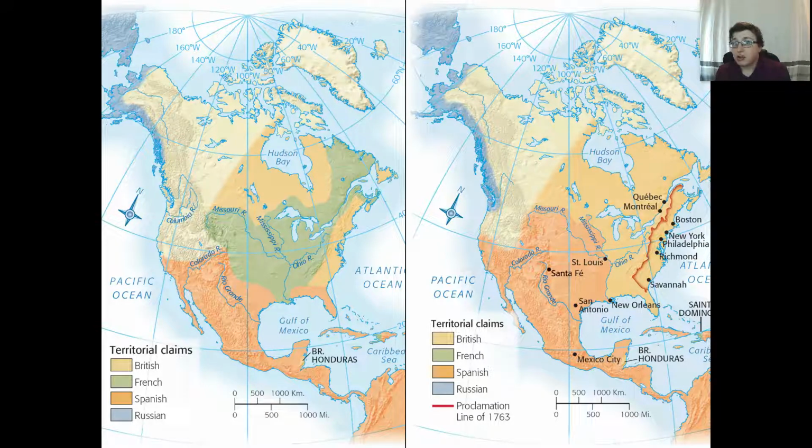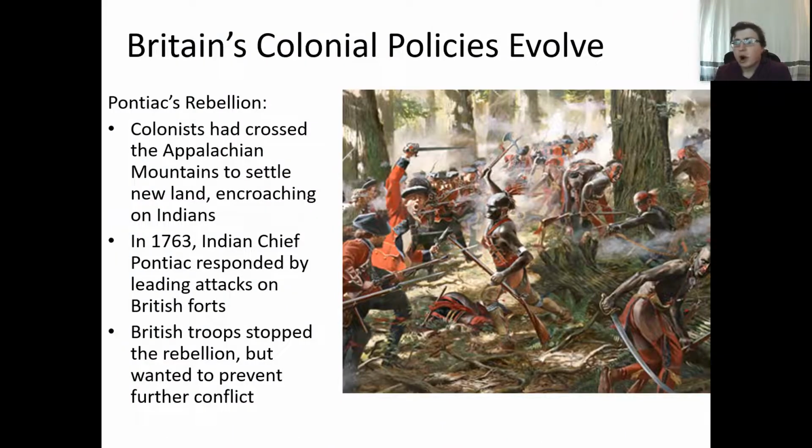That shows that it's controlled by Britain. That is not yet the case. There are going to be certain conflicts that will take place after the colonists go across the Appalachian Mountains into those previously French-held territories. One of these conflicts is going to take place near the current city of Detroit against the Indian chief, Chief Pontiac. They will attack a British fort, and this will cause a massive conflict to take place.